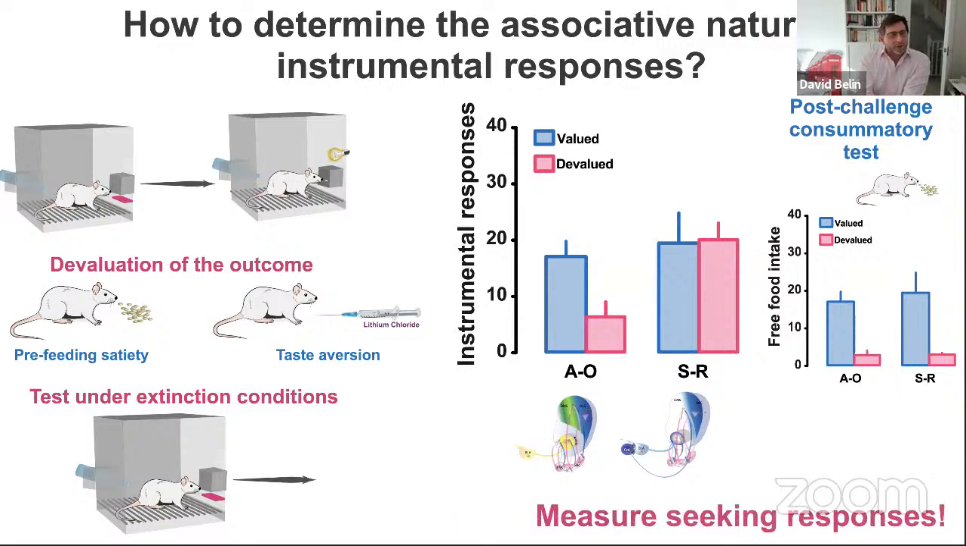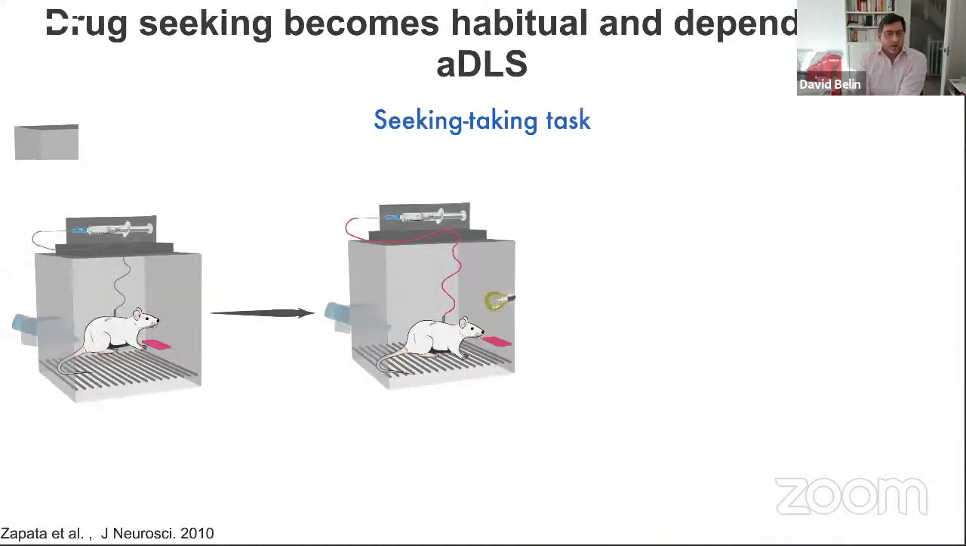So it's very important when one discusses habits to measure seeking responses. And that is perhaps the only thing I would like, especially the young researchers among us and the students, to remember. There's a big difference between seeking responses and taking responses. Seeking responses are responses expressed prior to the obtention and the consumption of an outcome, but always leading to an outcome. So responding under extinction is not a seeking response.